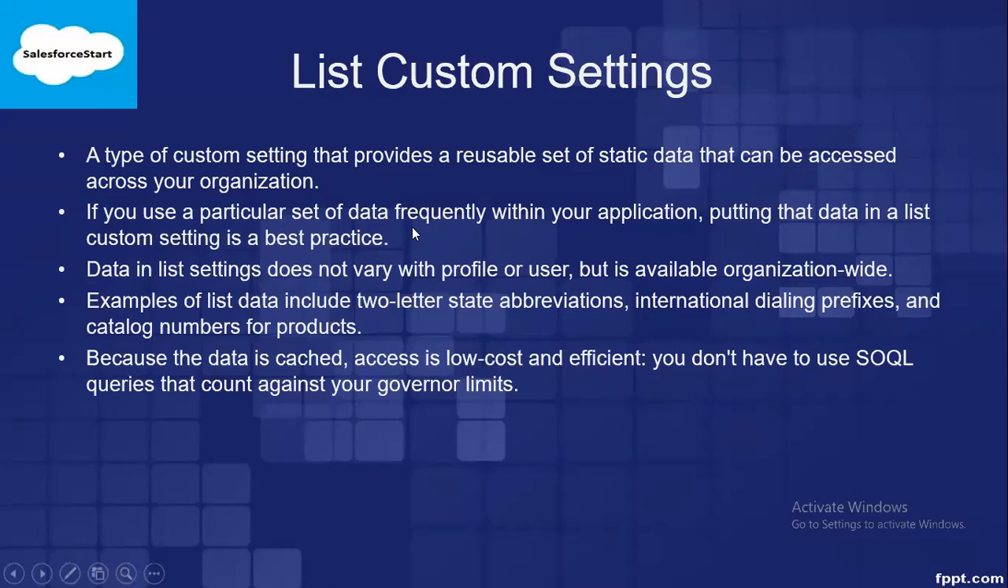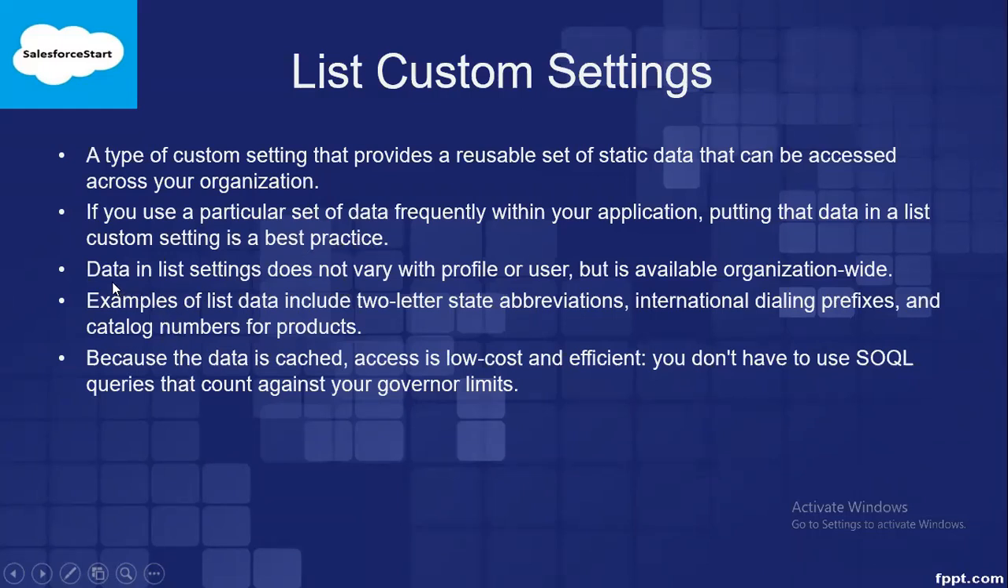If you use a particular set of data frequently within your application, putting that in a custom setting is a best practice. For example, country and ISO code is a particular set of data, and if we are using that frequently in our organization, it is better to create it. For example, shipping applications require country and ISO codes, so in those cases they will use this type of data frequently. So they will create custom setting data.